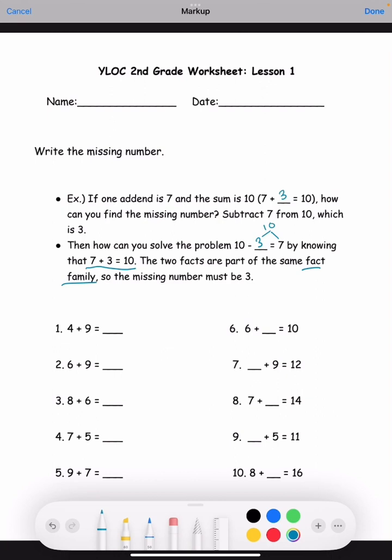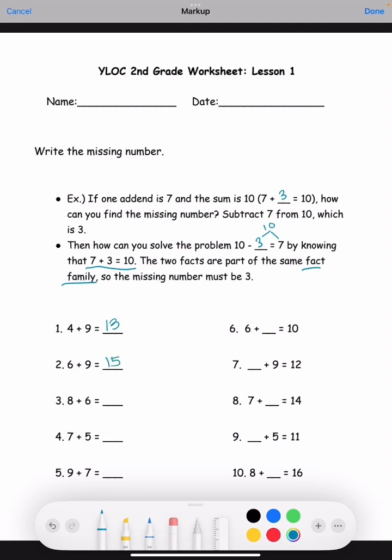Alright, let's warm up a little bit with some basic addition. Number 1, 4 plus 9. 4 plus 9 is 13. Number 2, 6 plus 9. 6 plus 9 is 15.